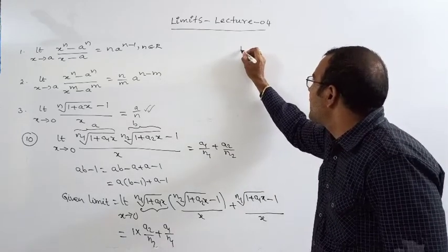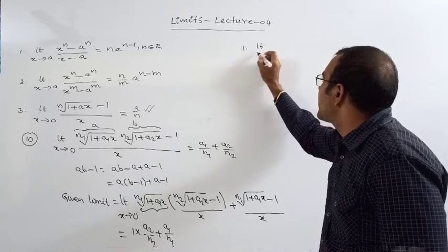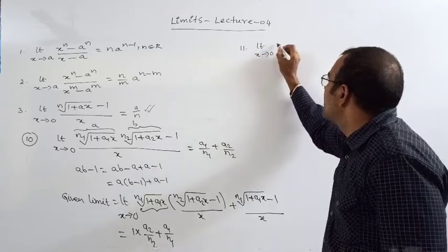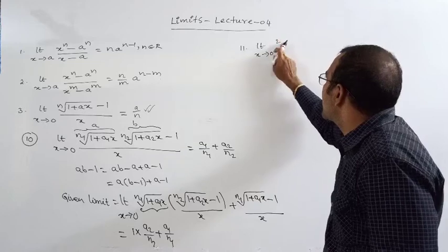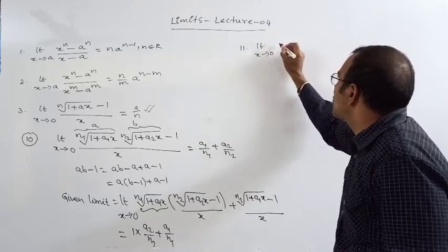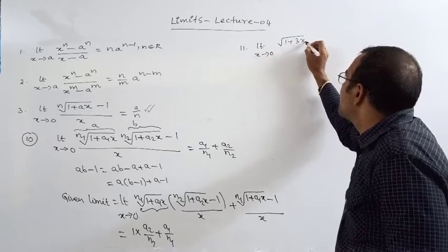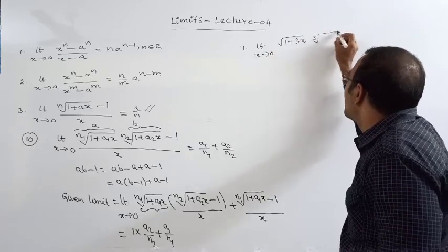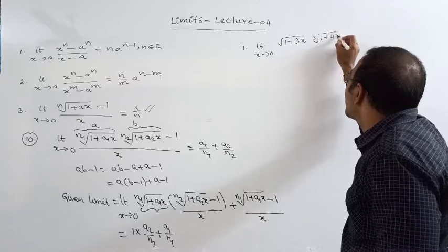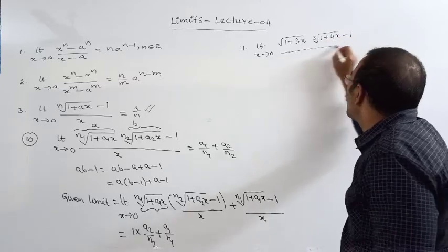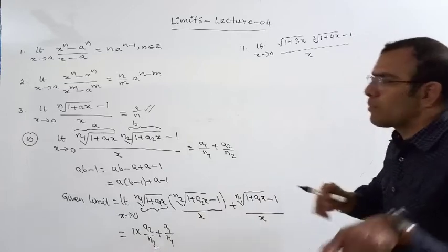If you want, I'll give you an example. Limit x tends to 0, square root of 1 plus 3x into cubed root of 1 plus 4x, minus 1, whole by x. You can use that formula directly.